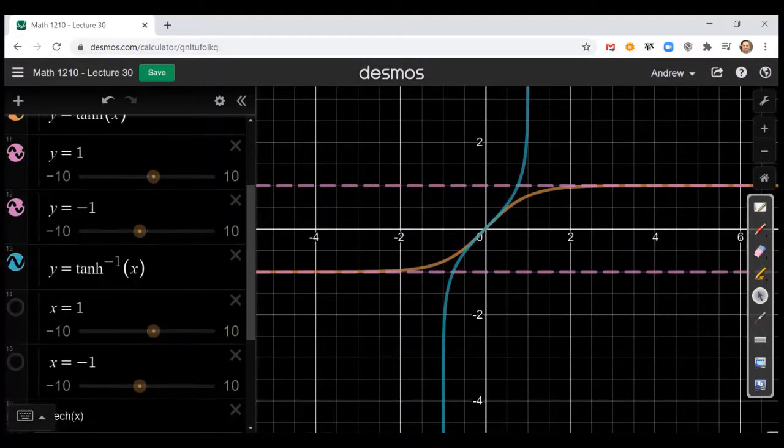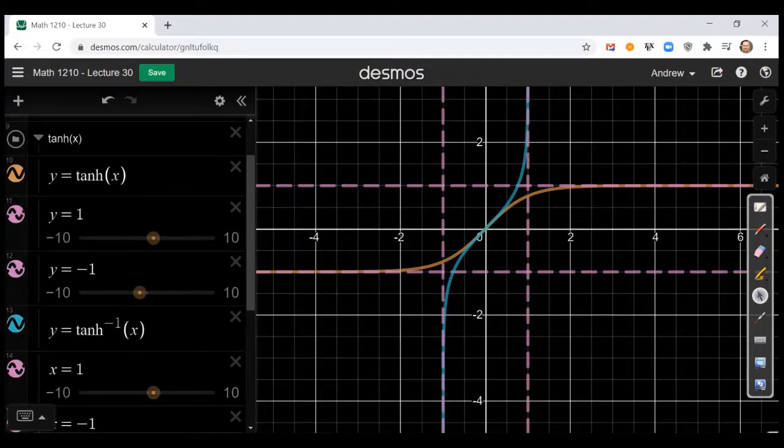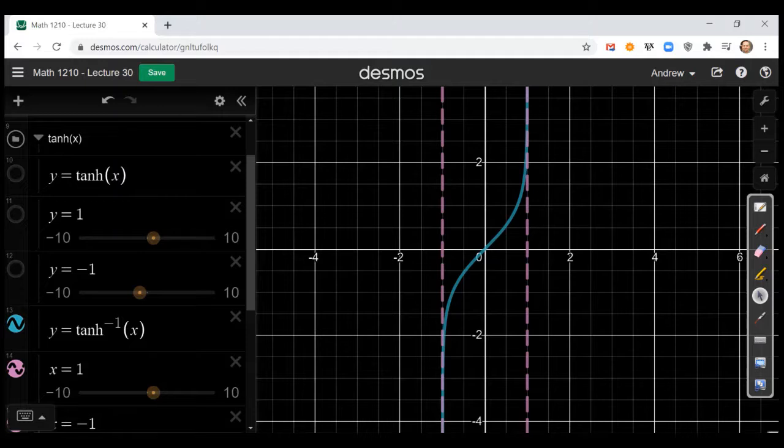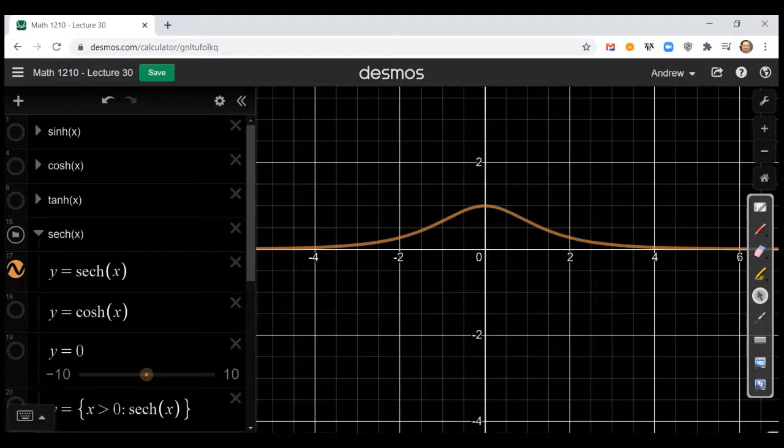The vertical asymptotes will coincide with x equals 1 and x equals negative 1, because when you take a function and switch to its inverse, horizontal asymptotes will turn into vertical asymptotes. So our function of hyperbolic arc tangent, its domain will be from negative 1 to 1, where negative 1 and 1 are not included in the domain, but its range is going to be all real numbers. Consider now our bump function, the hyperbolic secant.